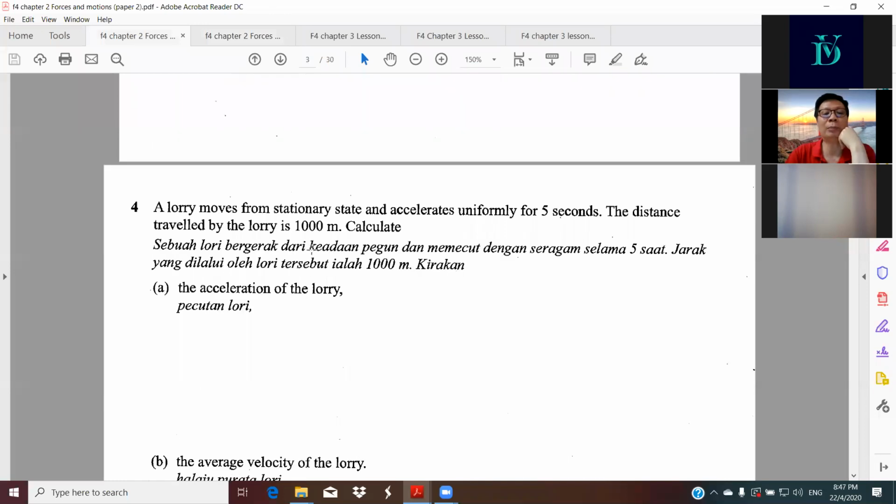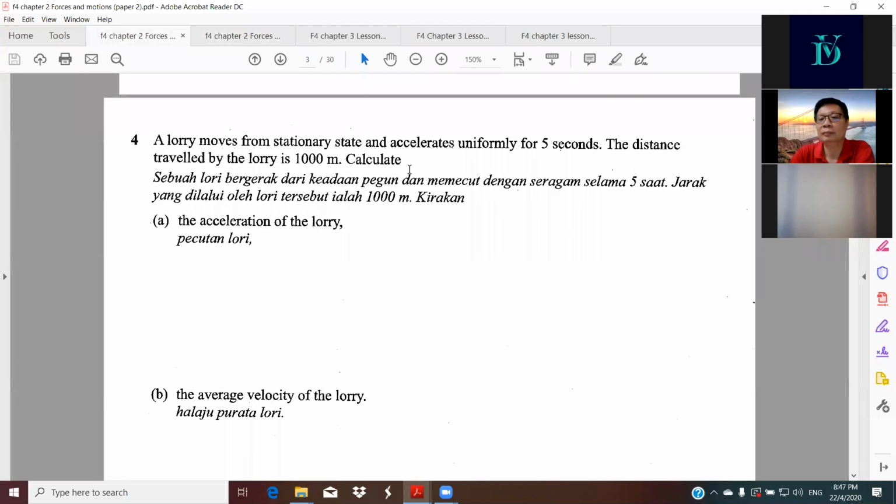All right, now question number 4. A lorry moves from stationary and accelerates uniformly for 5 seconds. Moving from stationary, the initial velocity is 0. It accelerates uniformly for 5 seconds. The distance travelled is 1,000 meters. Distance is given already. Now the question: find the acceleration.